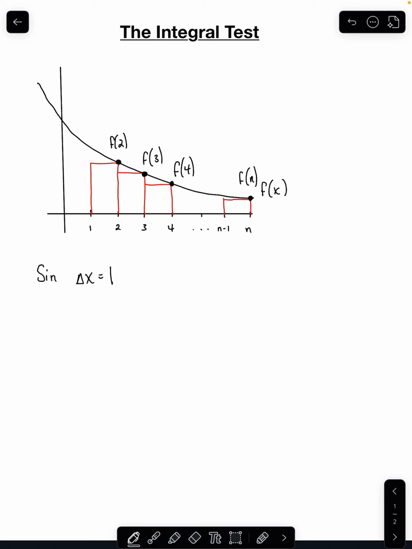Since delta x is equal to 1, the area of the ith rectangle is simply going to be equal to the value of the function at that value, starting at 2 and going up to n. Note that we did not have a rectangle whose height was based on x equals 1. The first rectangle's height was based on x equals 2 to give us a value f of 2.